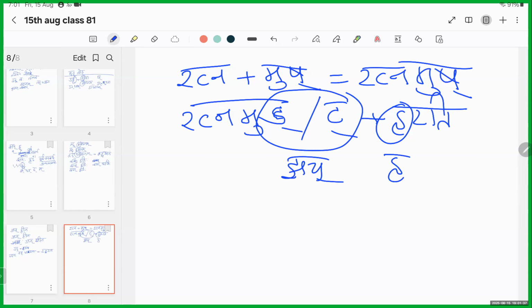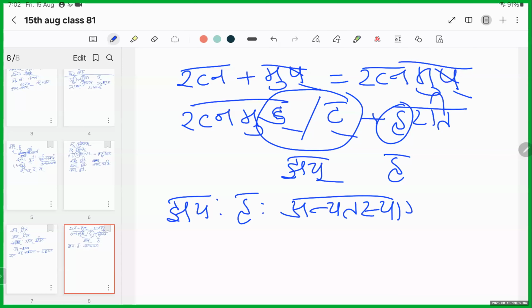What's the rule? Jhayo haha anyatarasyam, optionally. Jayo haha anyatarasyam. Sutra. Jayaha haha anyatarasyam. Purva savarnaha comes as an anuvritti. Okay. What is the sandhi between jayaha and haha?